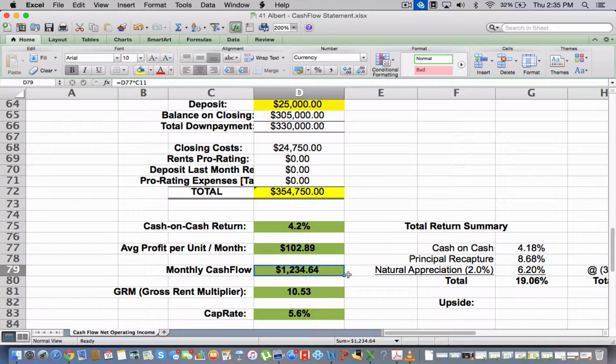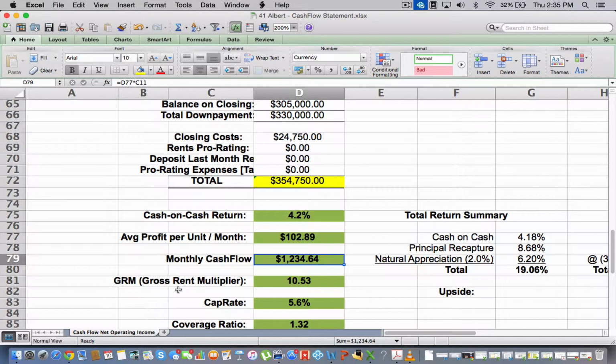This is, I guess, one of the most popular calculations, and that's your monthly cash flow. Owning and operating this company, you can expect to produce just over $1,200 each and every month in cold hard cash flow. Okay, now gross rent multiplier.